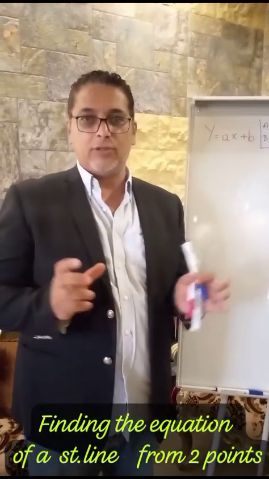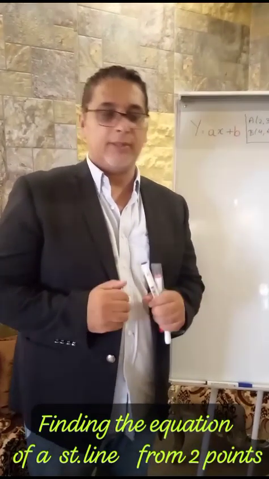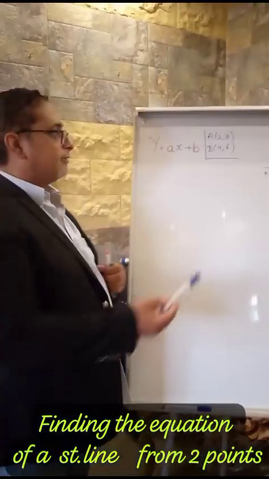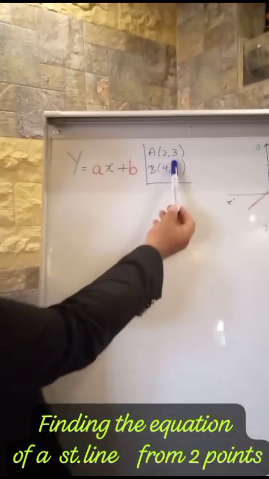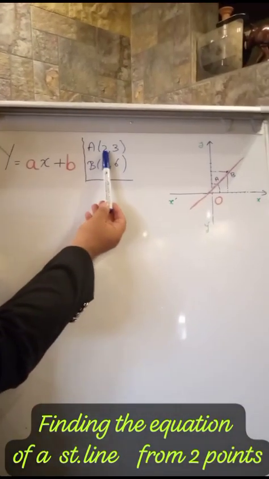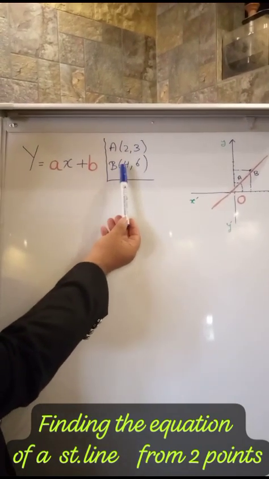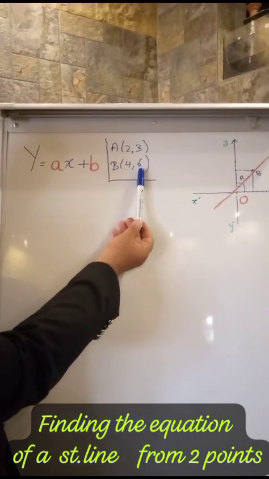Straight line from two given points, with abscissa and ordinates for each one. So we have two given points, a point A and a point B. Point A has abscissa x and ordinate y, and point B has abscissa 4 and ordinate 6.